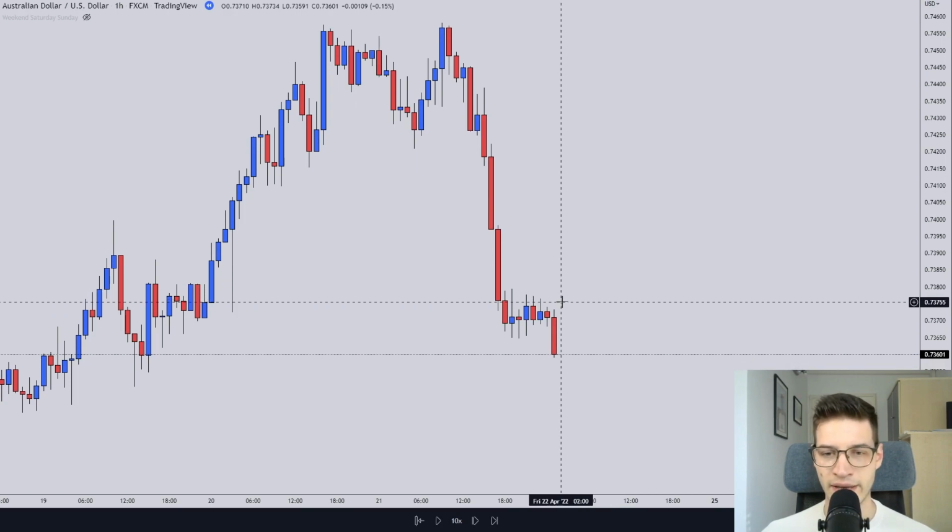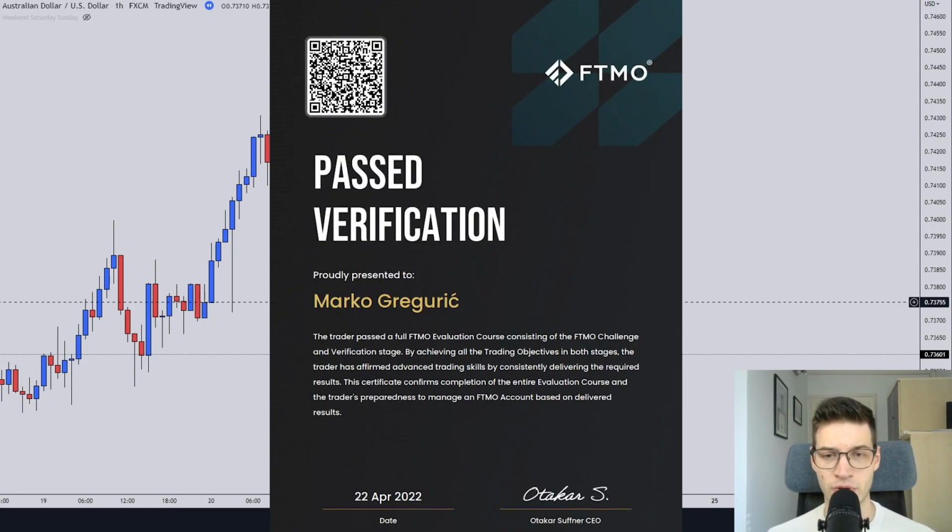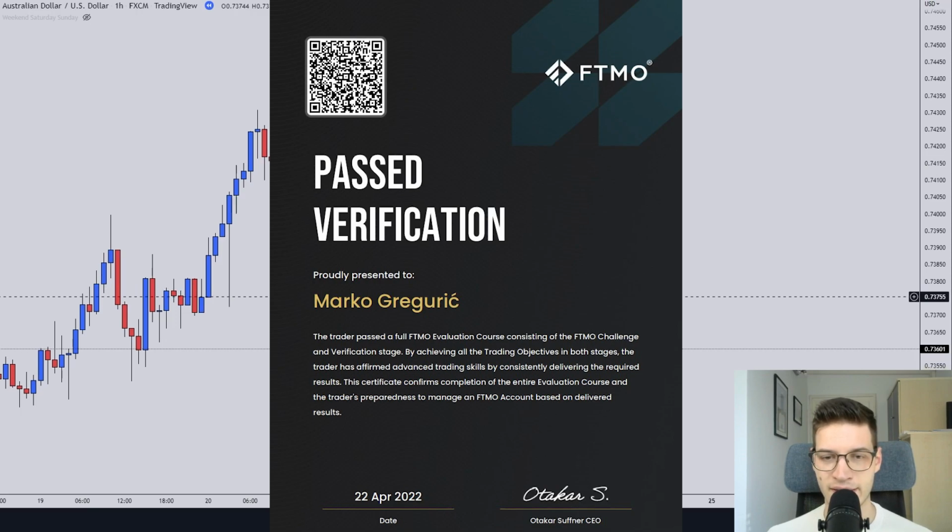So this trade happened on the 22nd of April of 2022. It did actually pass me my FTMO. It was a very good trade. And let's dissect this pattern.